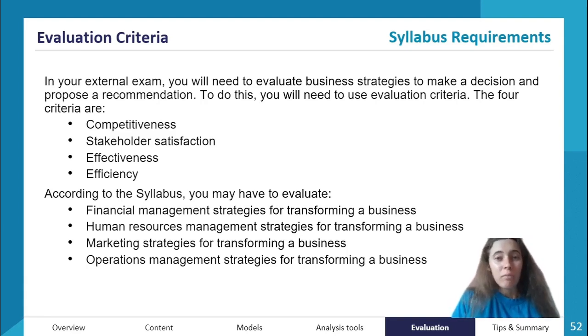For your evaluation criteria, these are the same evaluation criteria that you will have been looking at throughout your business studies. So you've got your 4 categories: competitiveness, stakeholder satisfaction, effectiveness, and efficiency. According to the syllabus, you may have to evaluate any of these different things. So staying on top of all of them is important because you don't know what will be on your exam. Financial management strategies for transforming a business, human resources strategies, marketing strategies, or operations management strategies. So those 4 pillars, those 4 key areas that you look at in business, could all come up in your external exam.